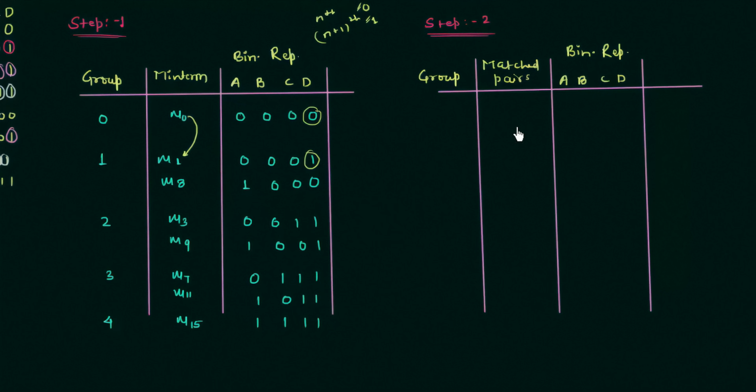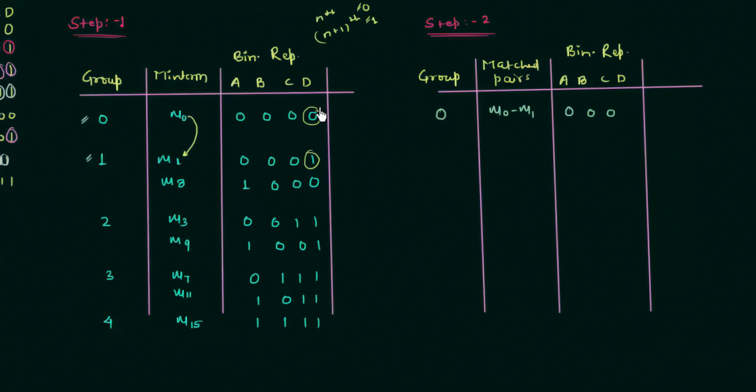So this is what we have to do in step number 2 in this table number 2. So group number 0 will have all the matched pairs when we compare group number 0 with group number 1. In the same way, group number 1 will have all the matched pairs when we compare group number 1 with group number 2, and so on. You will get a clear view once we start filling this table. I have already compared M0, M1, and this is our matched pair. So M0, M1 is a matched pair, and A is 0, B is 0, C is 0.